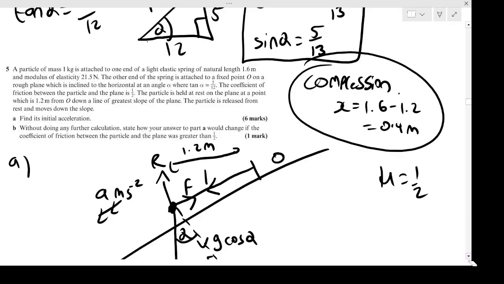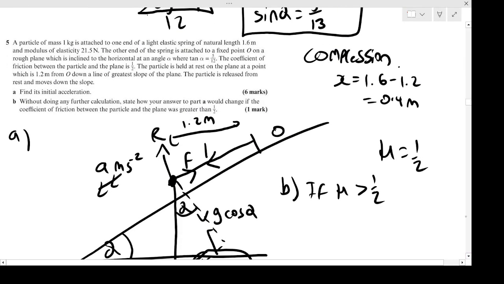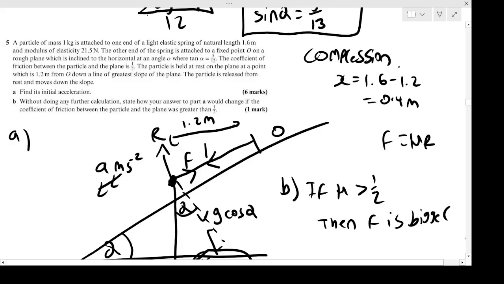Then part B, we've got this one marker that says, without doing any further calculation, state how your answer to part A would change if the coefficient of friction was greater than a half. Okay, so again, this coefficient of friction. Now, if mu was greater than a half, the only equation that involves mu is again F equals mu R, right? So if mu is greater than a half, then the friction has to be bigger.